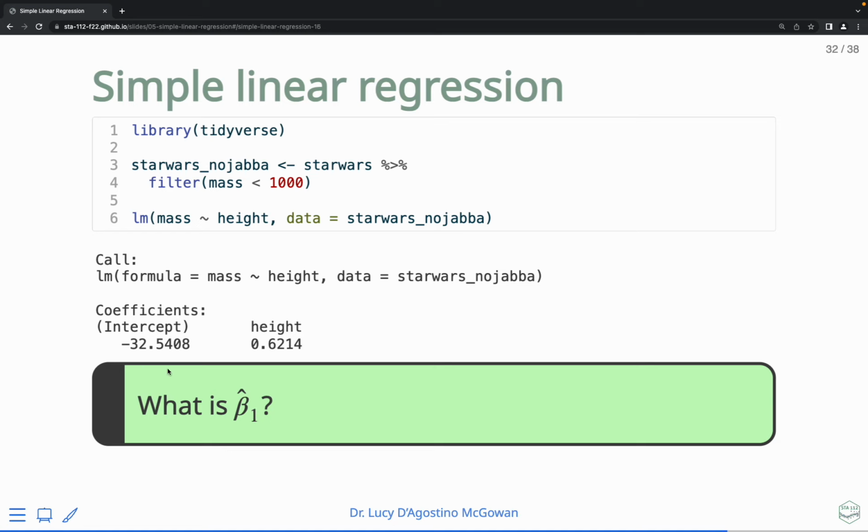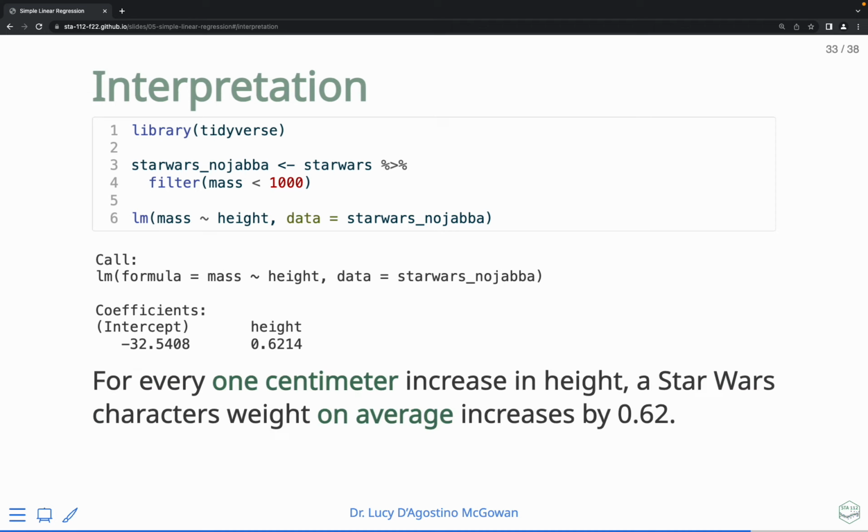And what about beta hat 1? What is that? 0.62. And how would I interpret that in terms of these variables? Yes, so one increase, in this case it's centimeters of height, will yield an expected change in mass of 0.62, so an increase of 0.62. So for every 1 centimeter increase in height, a Star Wars character's weight on average increases by 0.62 kilograms.